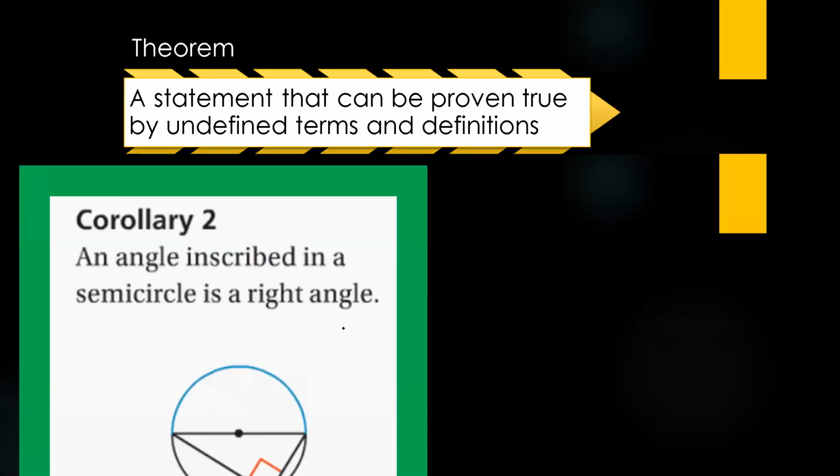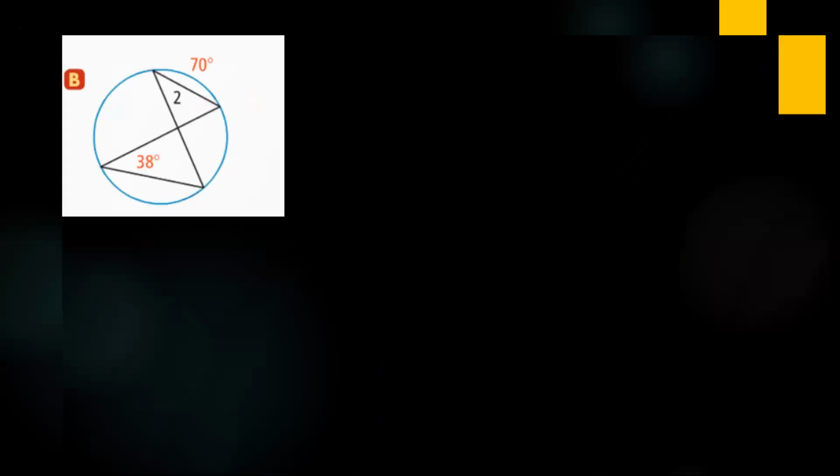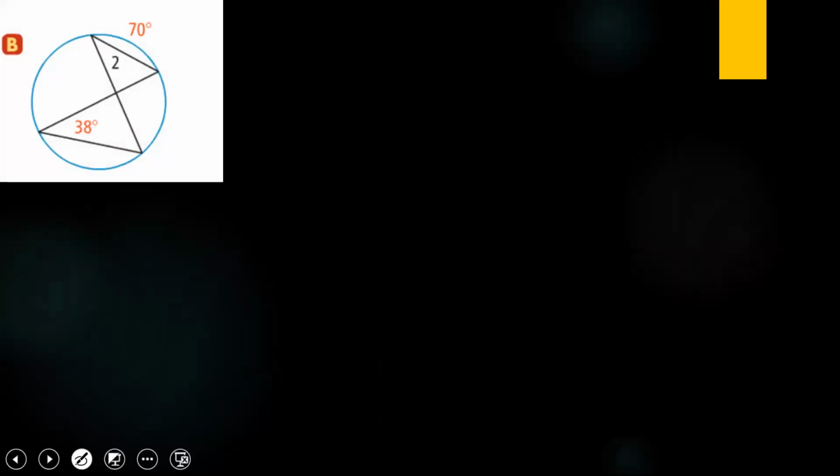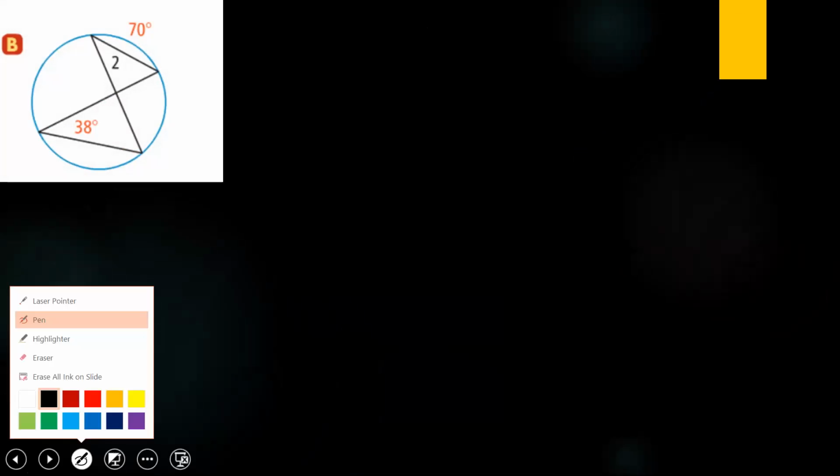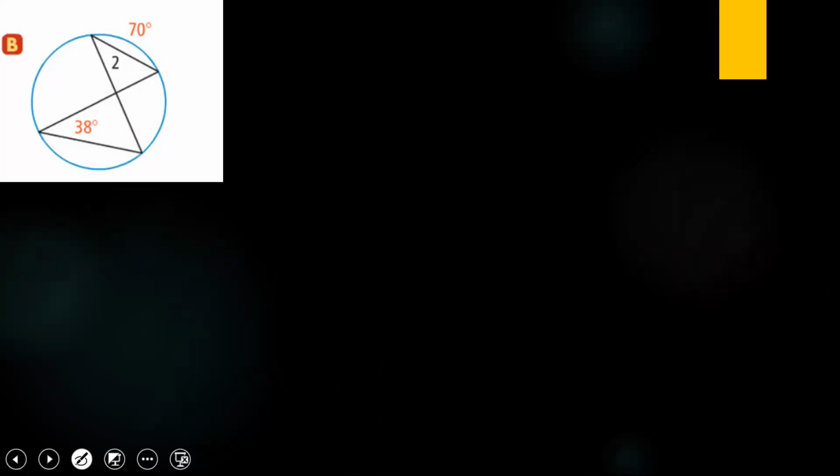Now let's go to another question here. In this one, I want now to find the angle 2. When we don't know, we use the theorem which says the measure of the angle is half the intercepted arc. So here, if there's 38, what can I do? I want to find 2.